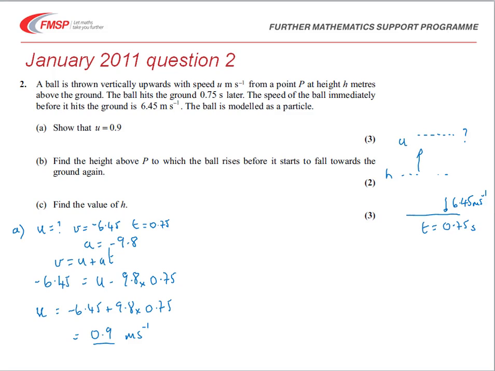In the second part of the motion, if we take its starting position as being 0, so that's going to be our origin, then we know that the final velocity at the top of the motion will be 0. So at the top it stops, so v is equal to 0. We now know that u, its initial velocity was 0.9 upwards. We have an acceleration negative 9.8, and we would like to find the height s above the starting point.